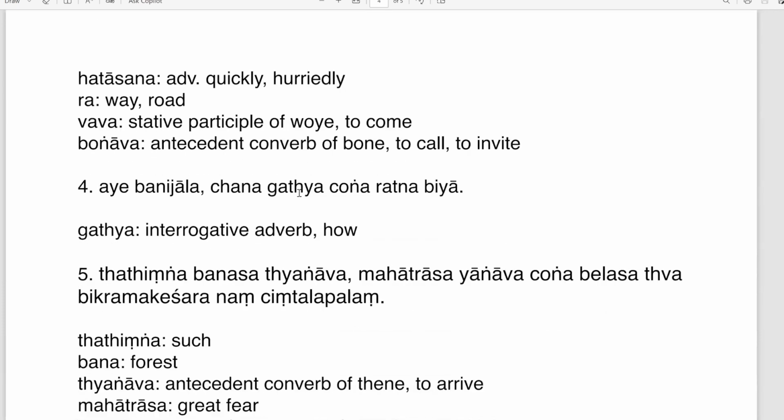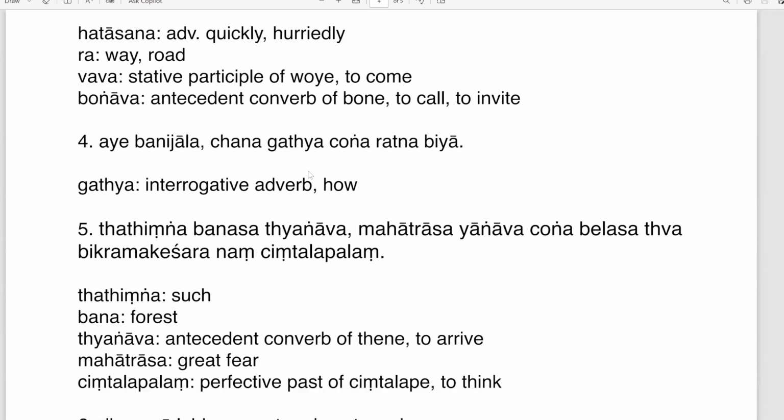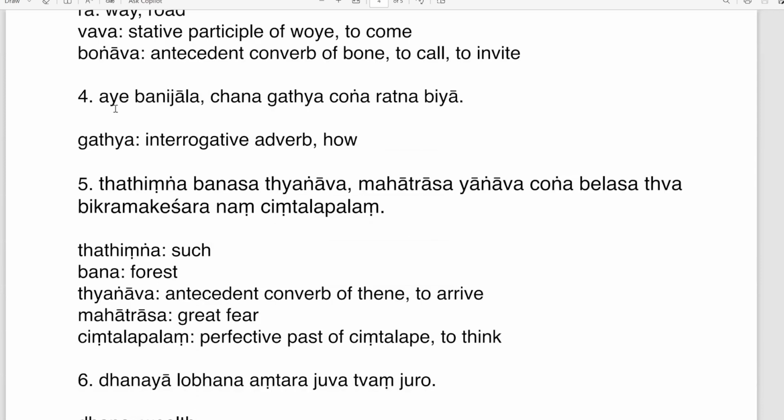Okay, if not, we can move to the next one. It's also the stative participle functioning as a modifier for the noun. Any volunteers? This one is quite short.